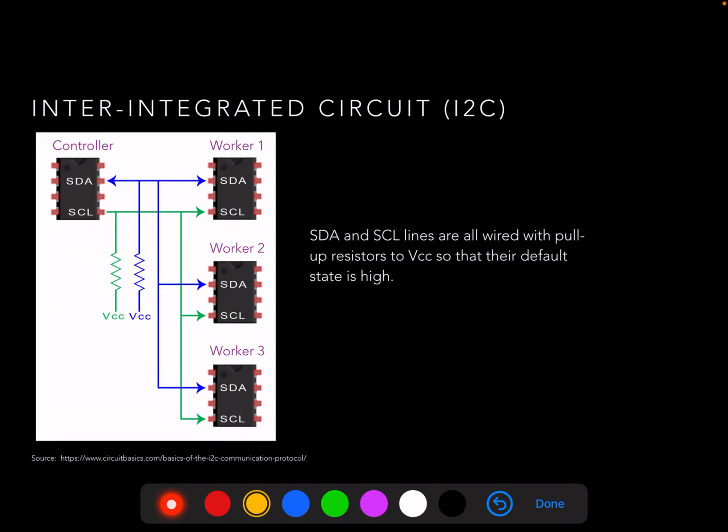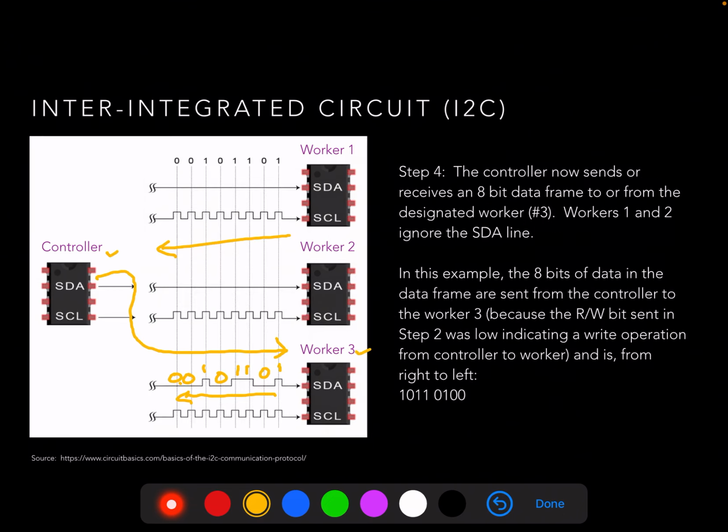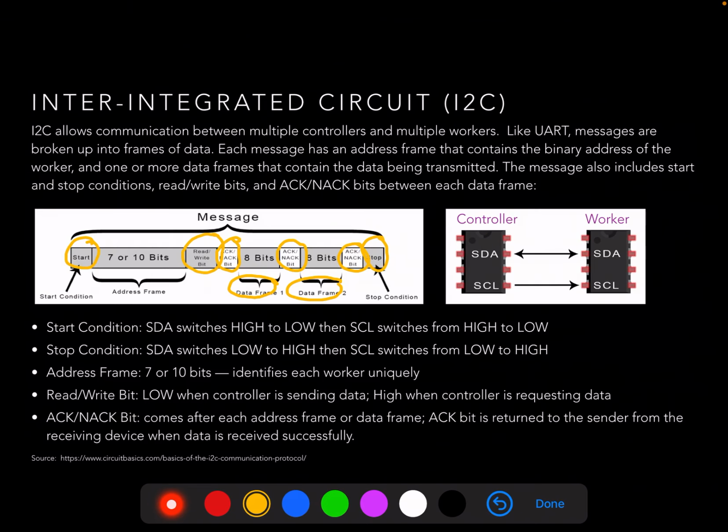Now one thing to note is, going back to this slide, once we finish transferring all our data frames, recall now that in the original message, once we've acknowledged that final 8 bits, we also have to now engage the stop condition, which will involve the SDA line now going low to high followed by the SCL line switching from low to high, exactly the opposite of what the start condition was. Once that occurs, the communication is complete, and the controller can now initiate communication with another worker.